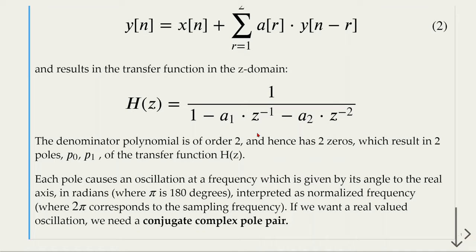Each pole causes an oscillation at a frequency which is given by its angle to the real axis in radians, where pi is equal to 180 degrees, interpreted as normalized frequency, where 2 pi corresponds to the sampling frequency. If we want a real valued oscillation, we need a conjugate complex pole pair.